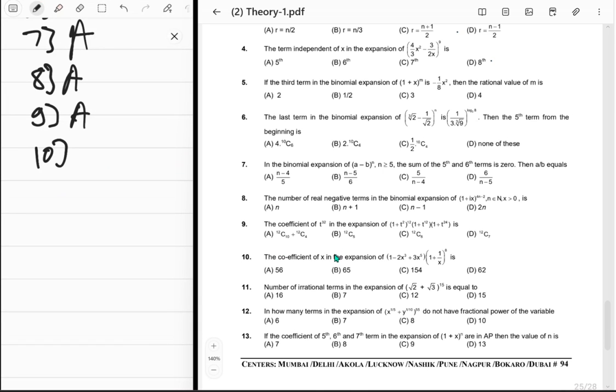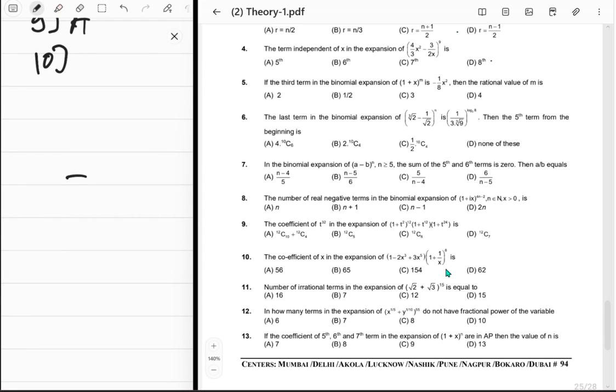10th is the coefficient of x in the expansion of 1 minus 2x cubed plus 3x power 5, and then got 1 plus 1 upon x power 6. Okay, cool. So for 1, you would just need x, which is not present in this 1 plus 1 upon x power 6. For negative 2x cubed, you would need a 1 upon x cubed over here. So that's going to be like a negative 2 times 8c3, right? So 8c3, and then you got 1 upon x cubed, and that times negative 2x cubed.